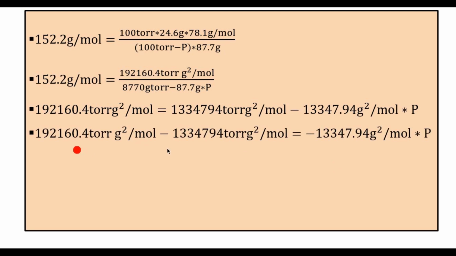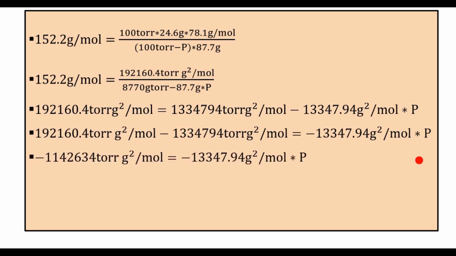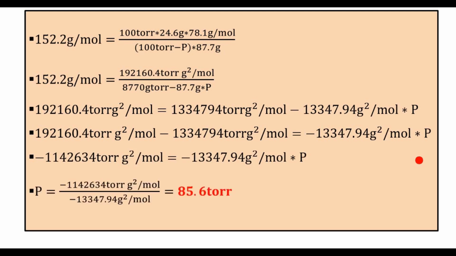Then we solve and we get this one again. So this is the mathematical rearrangement. Then at the end, we get the vapor pressure of the solution, which is equal to 85.6 torr. The other steps are just mathematical rearrangement to find the P, or the vapor pressure of the solution, that was asked.